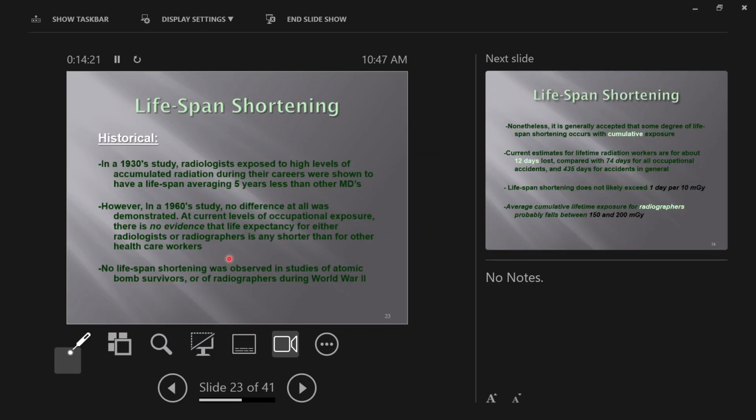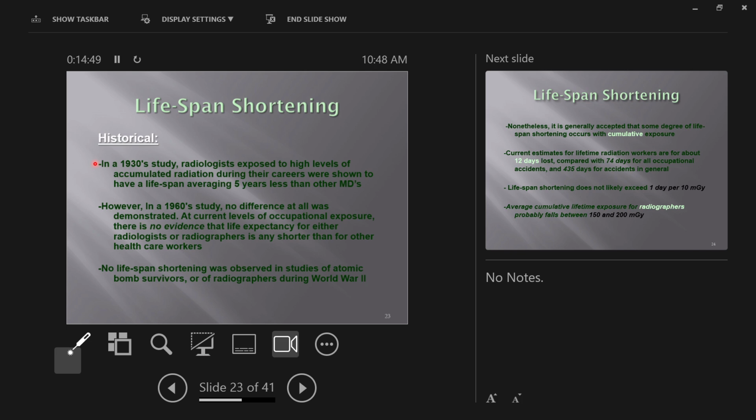Lifespan shortening used to be an actual problem for radiation workers and radiologists. This is because we didn't have great radiation safety guidelines until people started to die from radiation exposure, until we started to notice at a statistically significant level that people that regularly worked around radiation and weren't using radiation safety measures were just dying earlier than others.